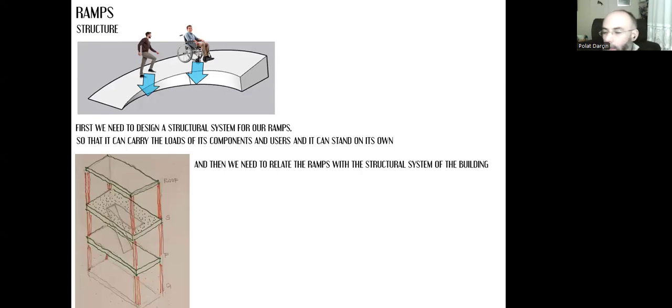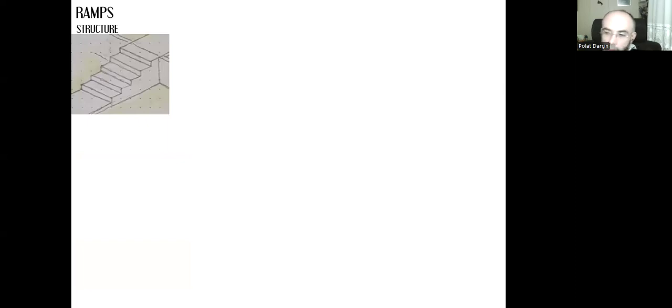Just like the same rules that we learned for the stairs, the structure is very similar. We had main types of structural system for the stairs.